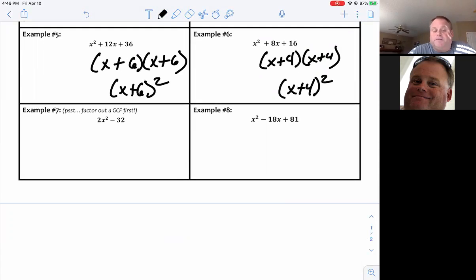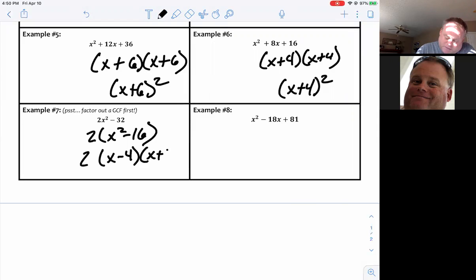Now, this one's a little bit more difficult because the first thing you look at is you can't see any perfect squares here, and you're like, oh my God, this isn't factorable. Well, remember, I always have to look at GCF first. If I can factor out a greatest common factor first, then it might end up being what I want it to be. In this case, if I factor out a 2, I get x squared minus 16. Now, is 16 a perfect square? Yes. Is x squared a perfect square? Yes. So therefore, this is 2 times x minus 4 times x plus 4.